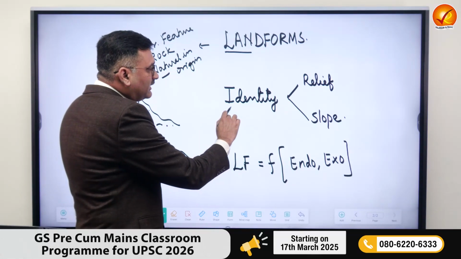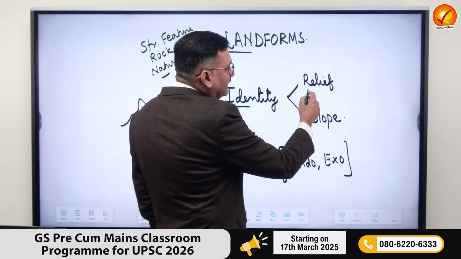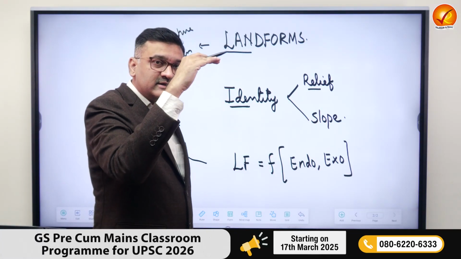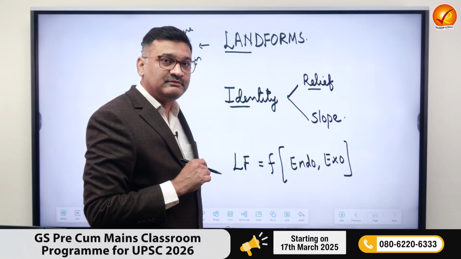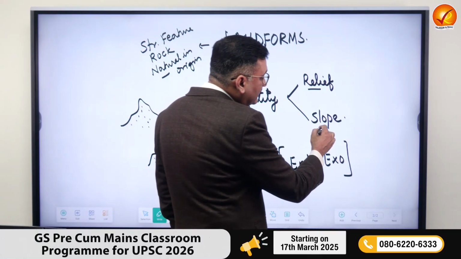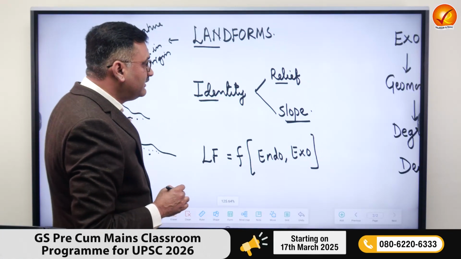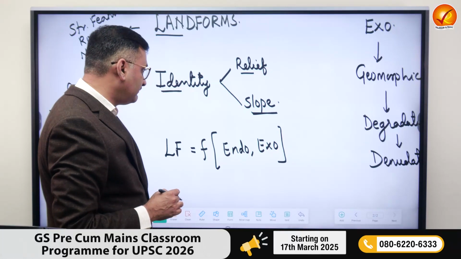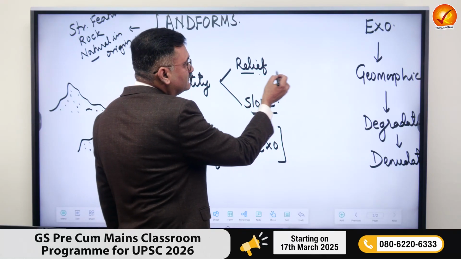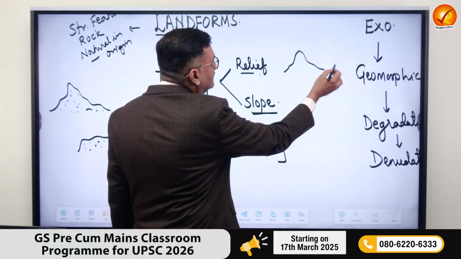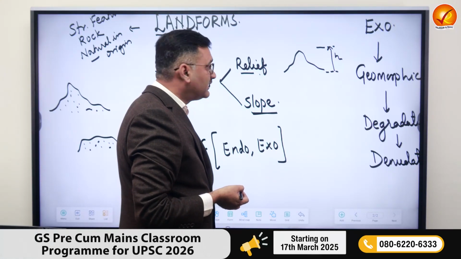So I'm going with a very basic thing. Any landform has two identities. The identity of the landform will be by its height. How much it is raised, or how much is the variation from the sea level, will be considered as the relief of the landform. And what is the inclination of the landform with the sea level, this will be known as slope. So here we have two fundamental identities of any landform. One is relief. Suppose I say this is one mountain, you will simply measure how much is the height of this mountain. This will be referred to as relief.